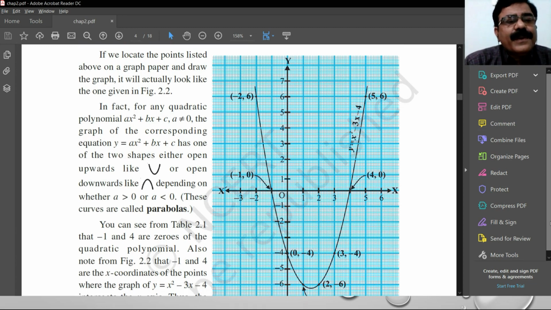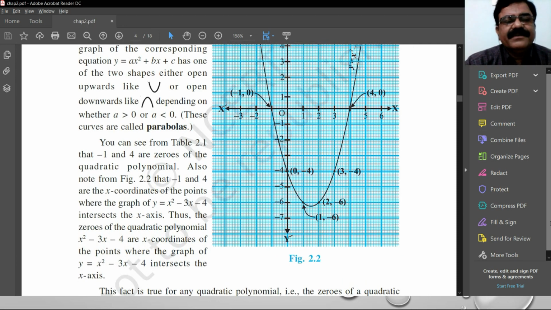So in fact, for any quadratic polynomial ax square plus bx plus c, a not equal to 0, the graph of the corresponding equation y is equal to ax square plus bx plus c has one of two shapes, either open upwards or open downwards, depending on whether a is greater than 0 or a is less than 0. These curves are called parabolas.